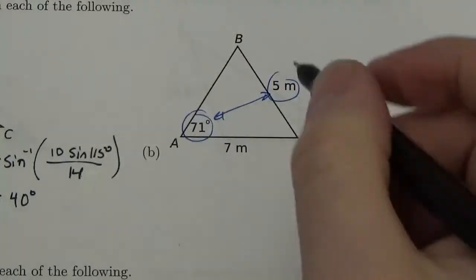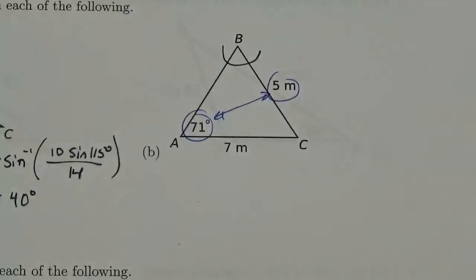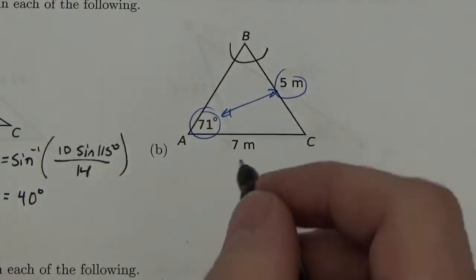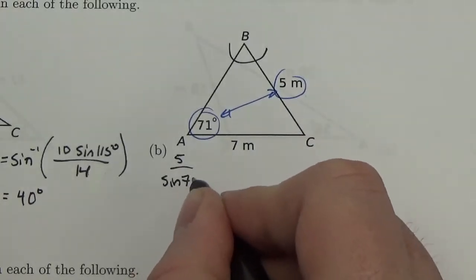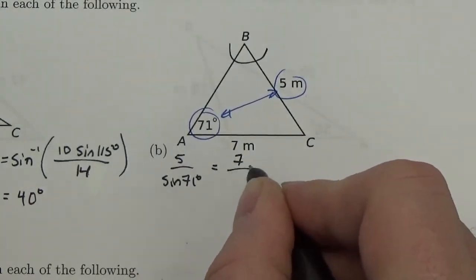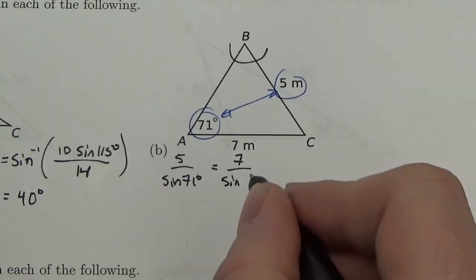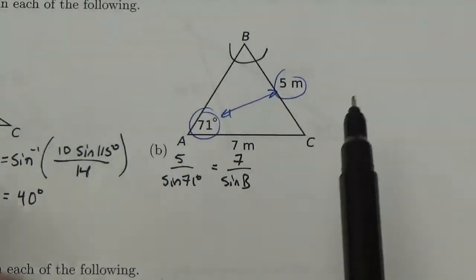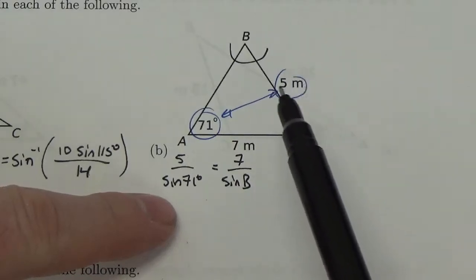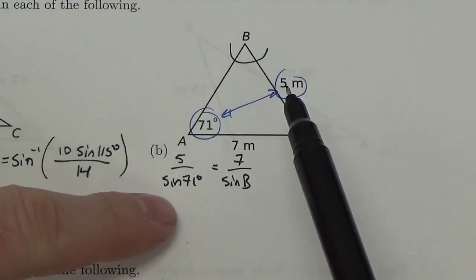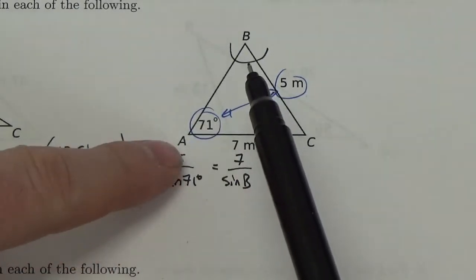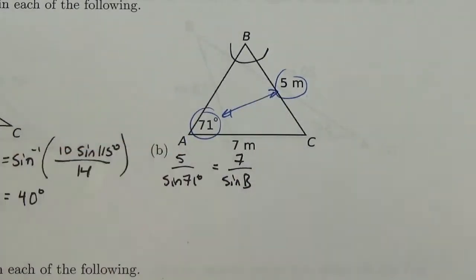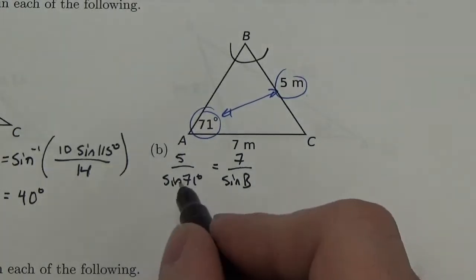Okay? What I don't know is angle B. And so I walk through this very much the same way here. It's going to be 5 over the sine of 71 degrees is going to equal 7 over the sine of B. Now, I'm going to make a quick prediction here. Because the side here, 5, is smaller than this side right here, I think this angle is going to be smaller than my B. Okay, I think my B is going to be larger than 71. So we're just going to make a prediction here and just see if that works.